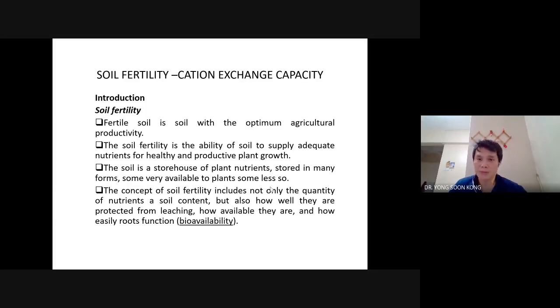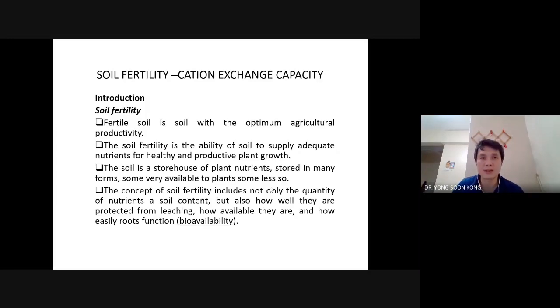Okay, now this one I'm not going to talk too much about. You can read it by yourself. But to sum this up, cation exchange is a measure of soil fertility, because when a soil has a very large capacity to absorb cation, it is said to be very fertile.